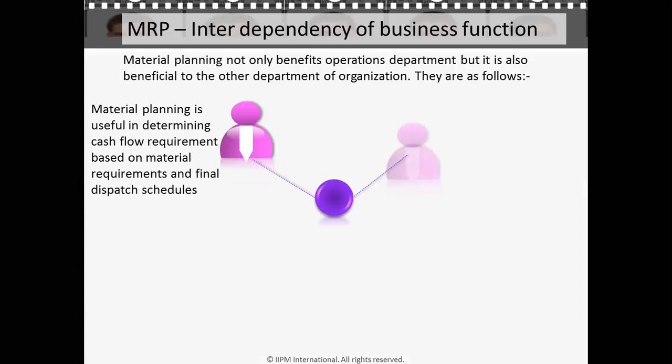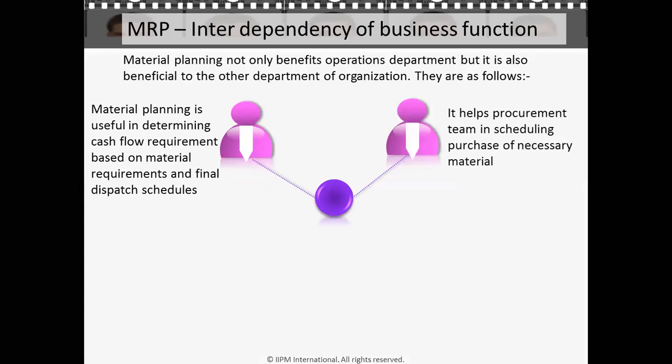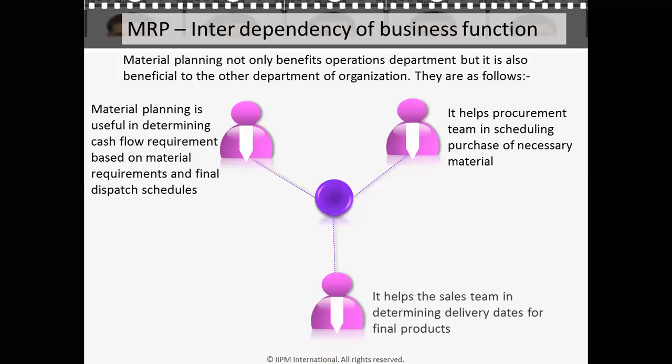Material resource planning and interdependency of business functions. Material planning not only benefits the operations department, but it is also beneficial to other departments of the organization. They are as follows. Materials planning is useful in determining cash flow requirements based on material requirements and final dispatch schedules. It helps the procurement team in scheduling purchase of necessary material. It helps the sales team in determining delivery dates for final products.